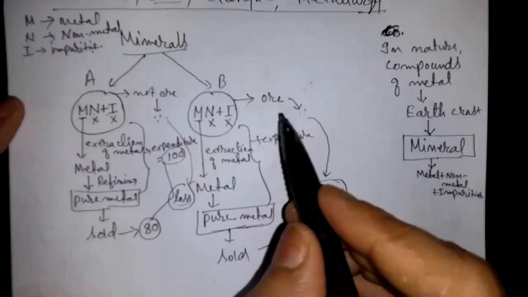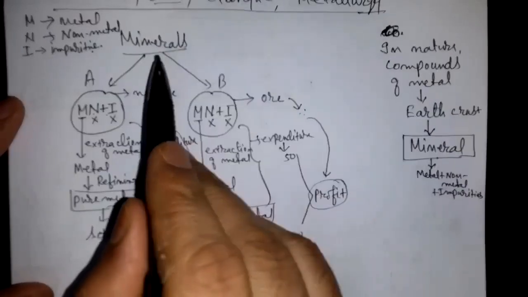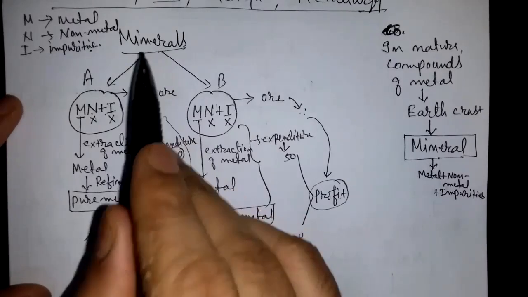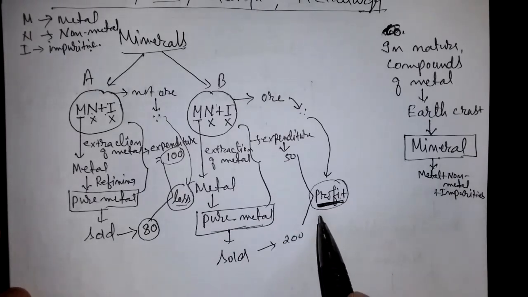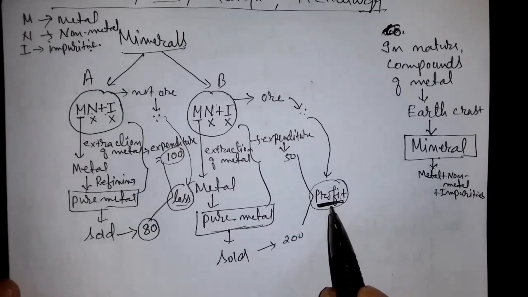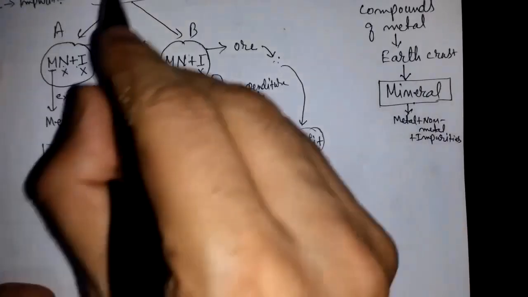So from here we have to think of a definition of ore. Ore is nothing, it is another name of mineral under certain conditions. The condition is there must be profit and it must be easy to take out. Now, whenever a process is easy, it will be profitable also. So let us try a definition of ore.